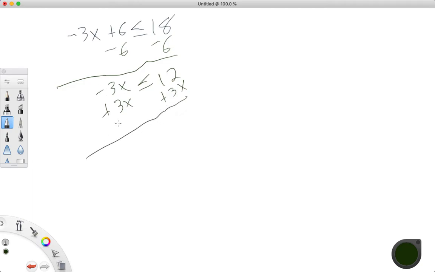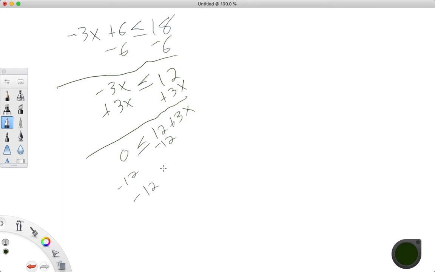Okay, so negative 3x and a positive 3x, that gives me a 0. So 0 is less than or equal to 12 plus 3x. So now my x is positive, and that's great. That's kind of what I wanted. I don't want to solve for a negative x, and so it's a positive x now. And now I'm going to subtract 12 from both sides, and that gives me negative 12.